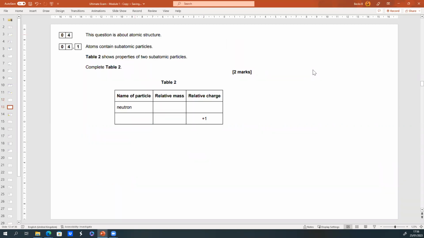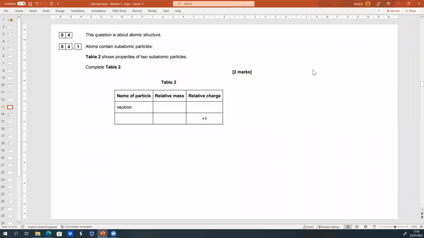So then we've got, as I said to you before, just learn this table because they're easy marks. Here we've got a table. It's not got all 3 of them in. We've got 2 marks available. You will get a mark for each correct row.